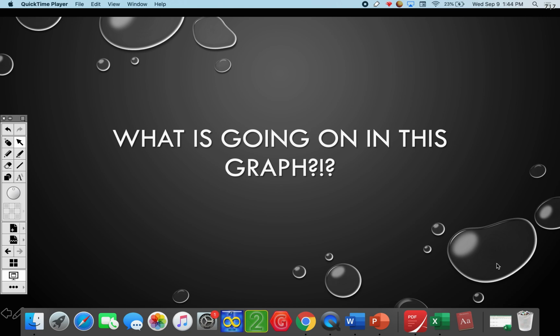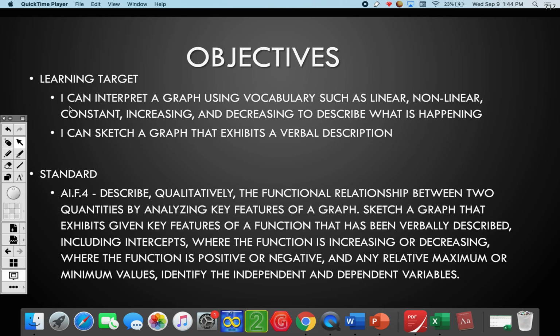Good morning. So what is going on in this graph? You should have opened your notes page that says at the top, interpreting non-linear graphs. So you should have your notes page open in Cami. You should be ready to pause the video at any time in order to complete the notes as we go through.